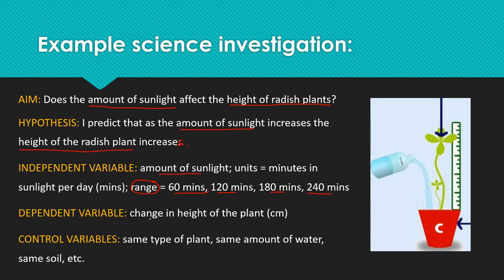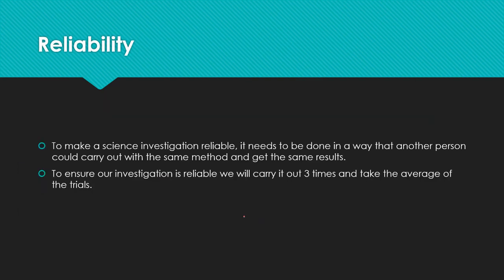The dependent variable is the thing measured. In this case, it's the change in height of the plant, and we're going to measure that in centimeters. See how we put the units in? And then we have the same type of plant, the same amount of water, the same soil, the same pot size, etc. So that's just an example of how you might set up a science investigation.